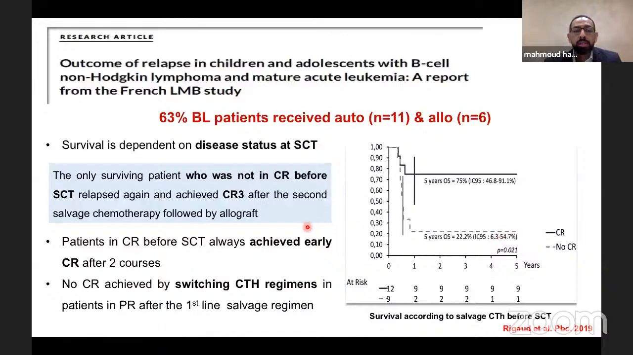And they emphasized this by showing that the only surviving patient in this study of Burkitt's lymphoma who was not in CR before transplant relapsed again and achieved CR3 after a second salvage chemotherapy followed by stem cell transplant. They also showed that patients in complete remission before stem cell transplant always achieved early complete remission after 2 courses, which highlights the importance of chemosensitivity before moving to transplant.